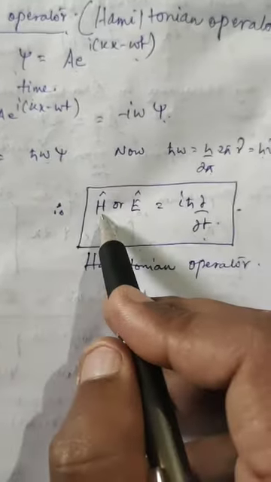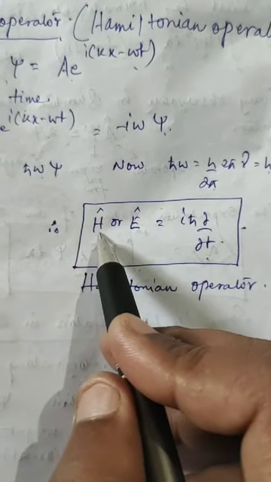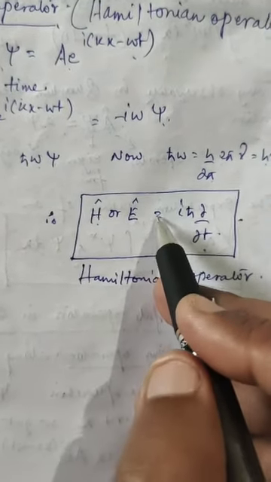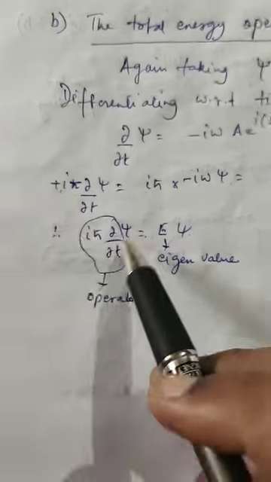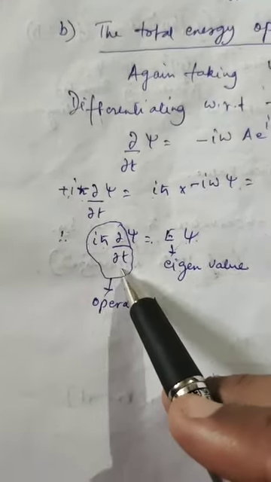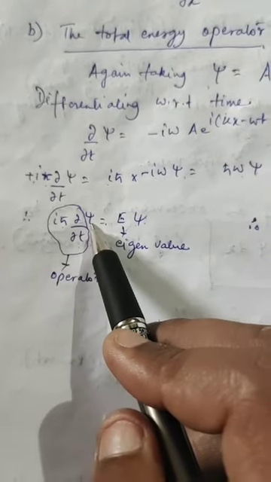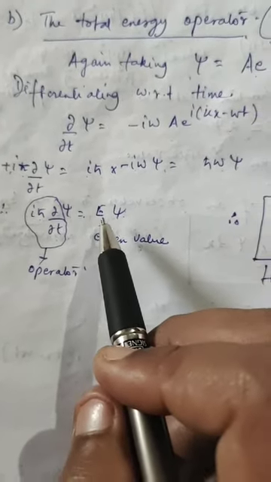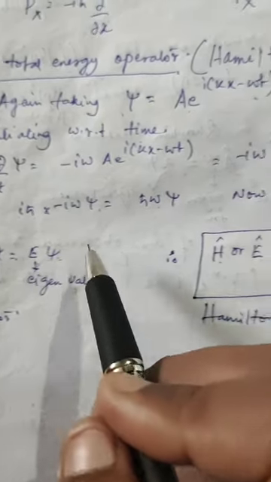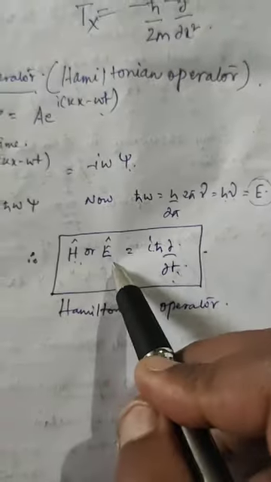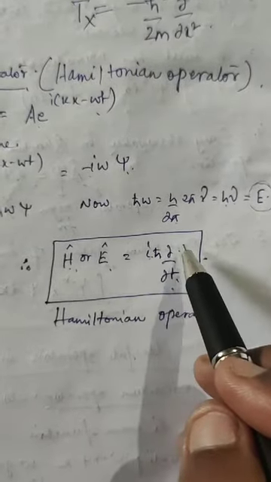So the Hamiltonian operator, again denoted by H hat or E hat, you can say, is i h cross del/del t. So if you operate this on psi, you will get the energy value, the total energy value, remember, and psi. So the Hamiltonian operator or the energy operator is i h cross del/del t.